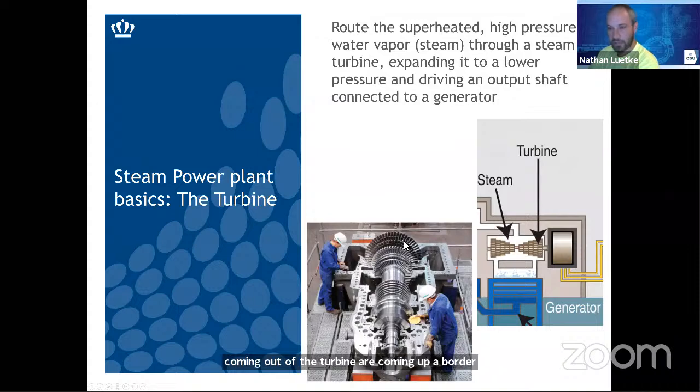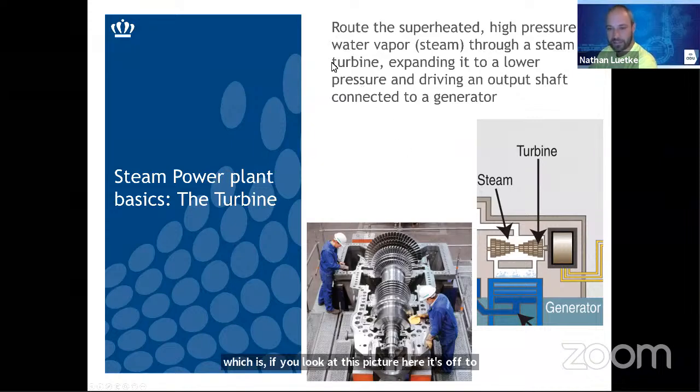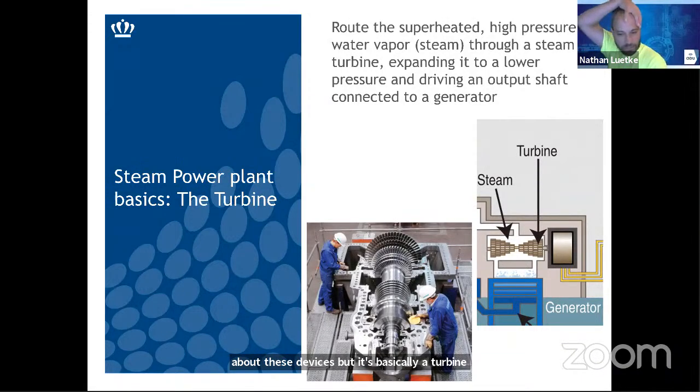So now that steam turbine is going to rotate at relatively high speed, and it's going to be connected to a generator, which, if you look at this picture here, is off to the right. In labs and as an engineering student, you'll learn more about these devices, but it's basically a turbine. There's a lot more to this. You can have a lot of turbine stages and multiple turbines. We won't get into all that, but that's how you generate the power.